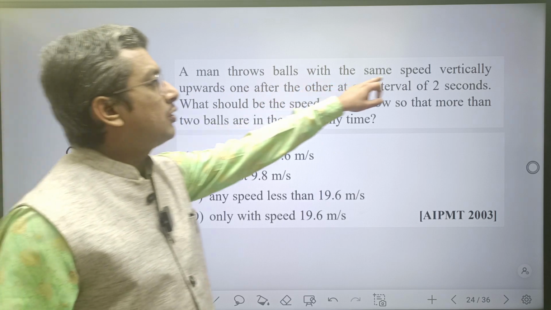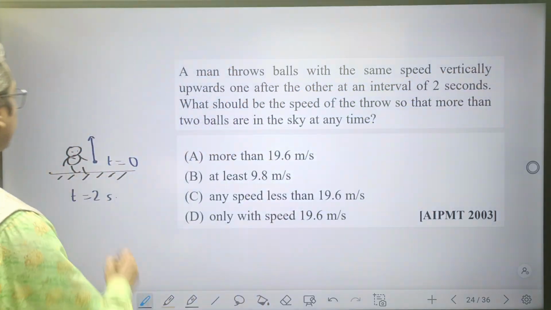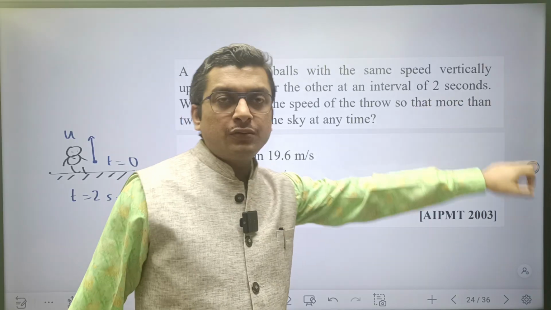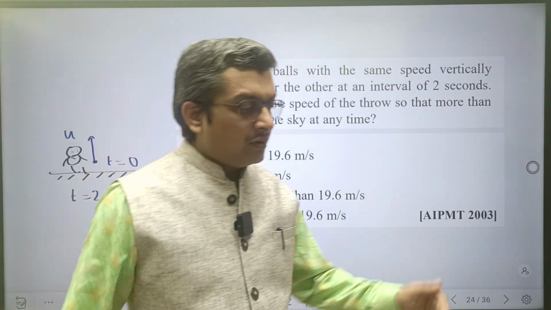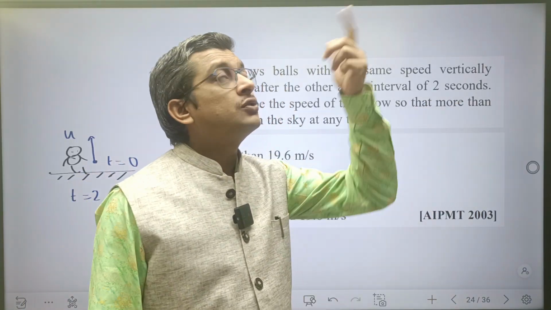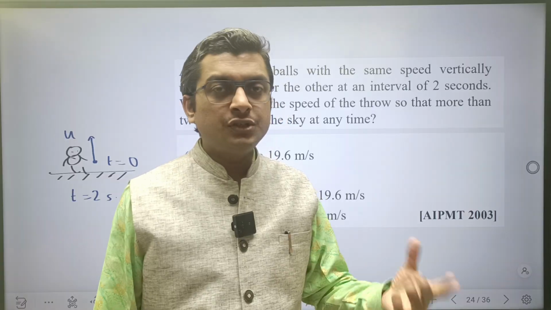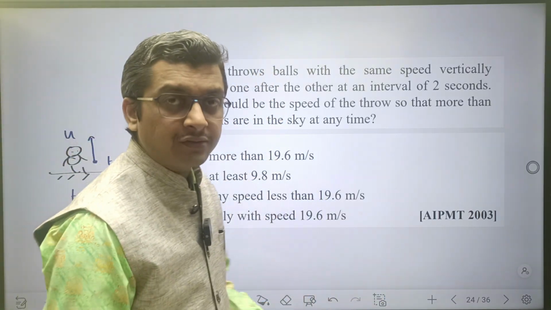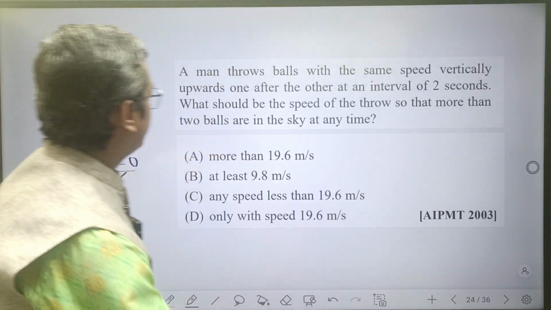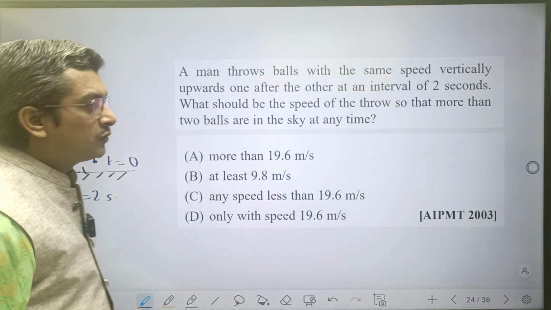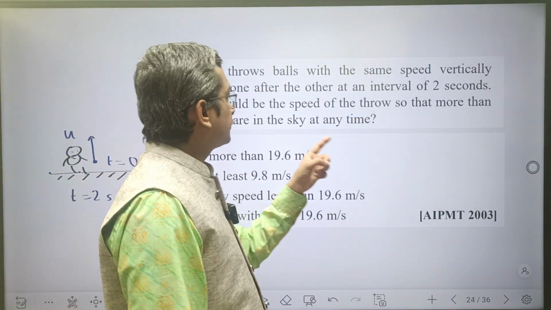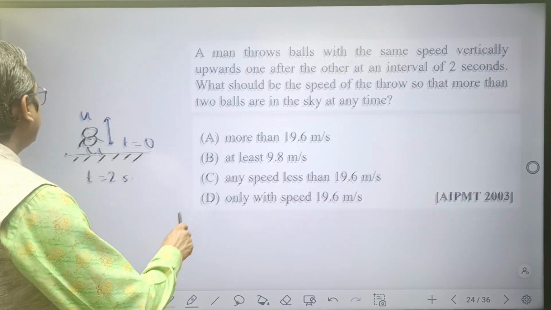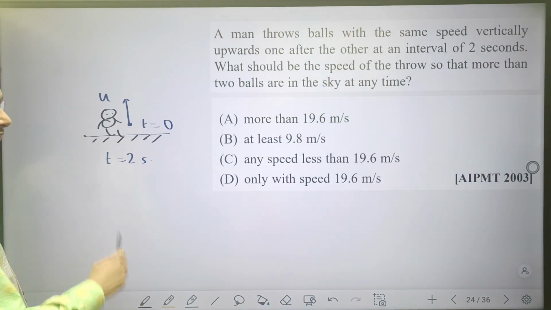It means that a man throws balls with the same speed, and let us suppose the speed is given as u, one after the other at an interval of 2 seconds. It means the first ball he throws up at t equal to 0, then at t equal to 2 seconds he throws the second ball, then at t equal to 4 seconds he throws the third ball, and so on. So what should be the speed of throw so that more than 2 balls are in the sky at any time? So we have to find the speed u, isn't it?